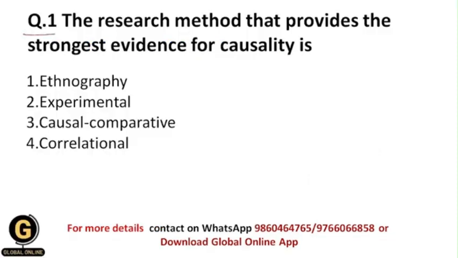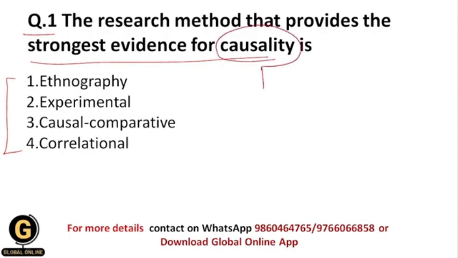First question: the research method that provides the strongest evidence for causality is. Among these options, which is the research method which provides us the strongest evidence for causality? Causality means the cause and effect relationship between the variables. Whether it is ethnography, experimental, causal comparative, or correlational, let us think about it step by step. What are the meanings of each and every research method?